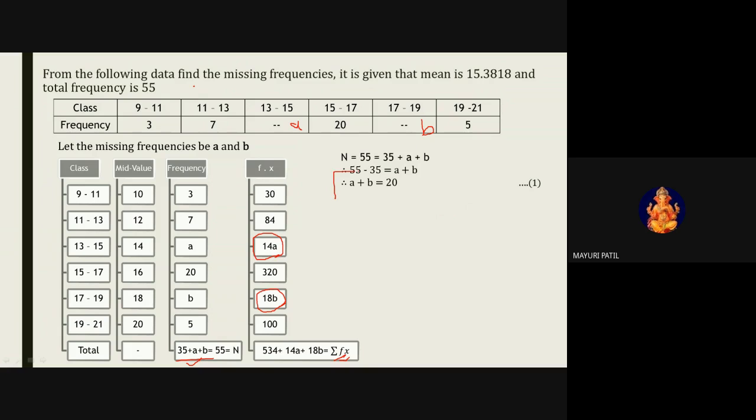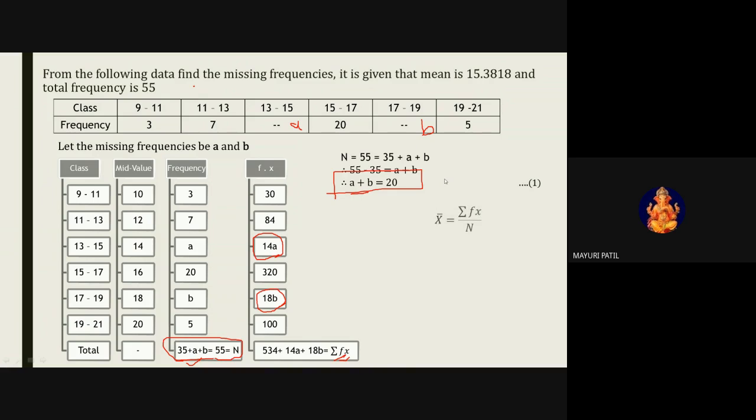So this is your first equation. Did you understand how we did it? 35 plus a plus b is this one. We simplified it and made a plus b equal to 20, because 35 here is a plus, and when transferred it will be a minus. So this is our first equation.